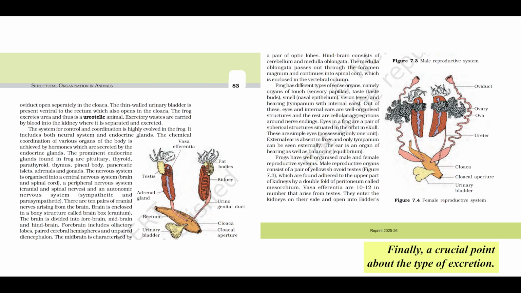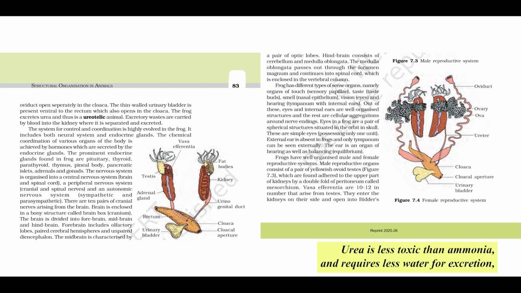Finally, a crucial point about the type of excretion. The frog primarily excretes urea as its nitrogenous waste product. Therefore, it is classified as a ureotelic animal. Ureotelic. Okay, so that means it excretes urea, unlike, say, fish, which excrete ammonia. Precisely. This term, ureotelic, is very important. It distinguishes them from ammonotelic animals, like fish, and uricotelic animals, like birds and reptiles, excreting uric acid.